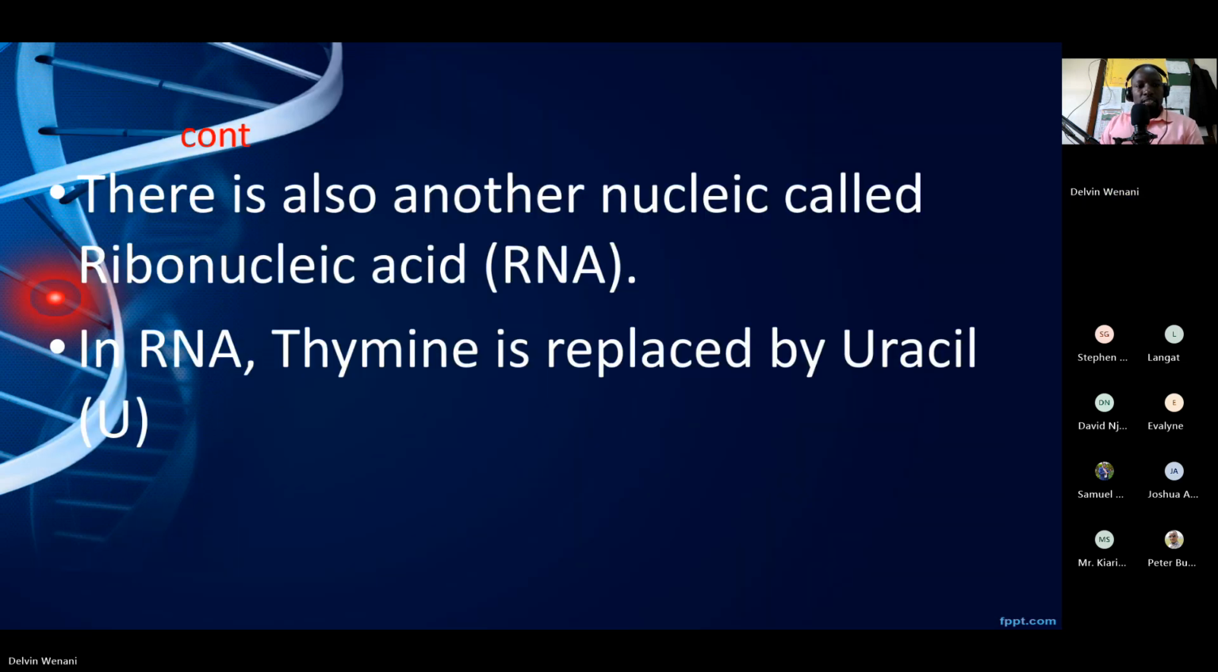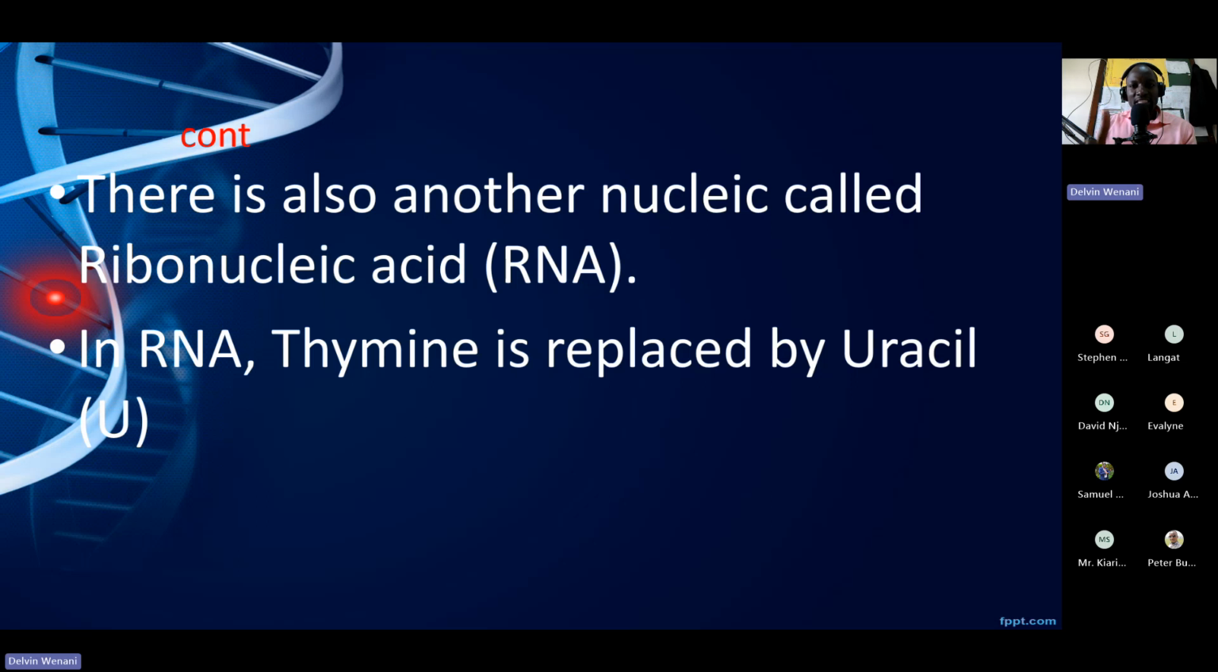We move on. There's also another nucleic acid called ribonucleic acid, or what we call the RNA. Now, if you want to know the differences between the RNA, which is a ribonucleic acid, and the DNA, you look at the organic base, thymine. Thymine is in DNA, but the thymine will be replaced with uracil. So you'll have another organic base, uracil.